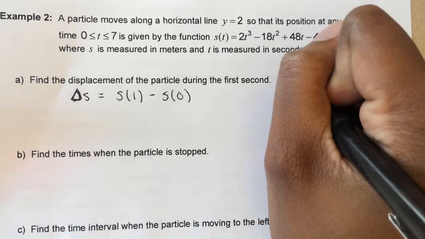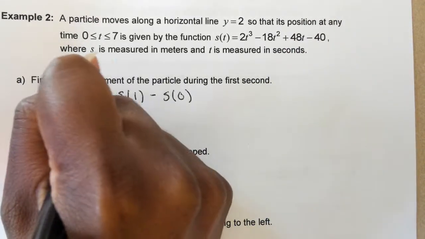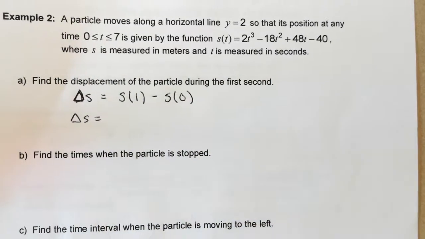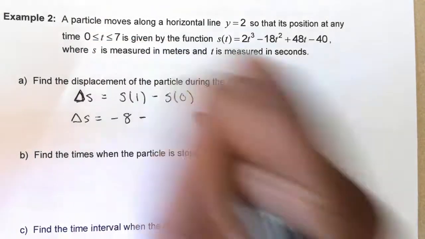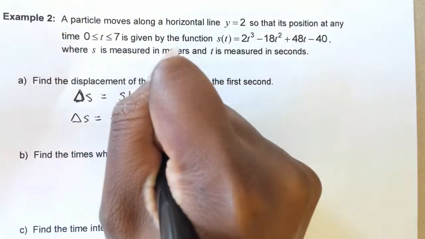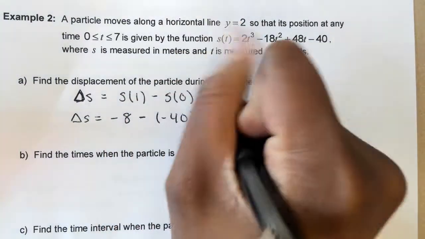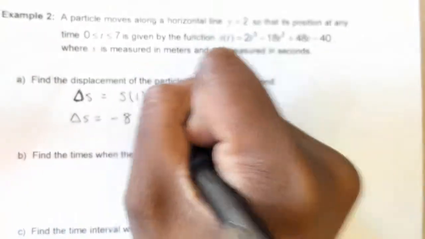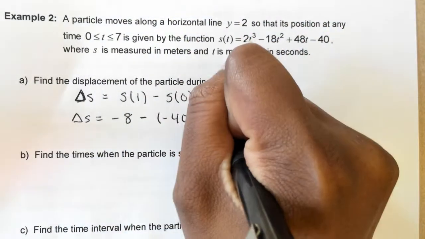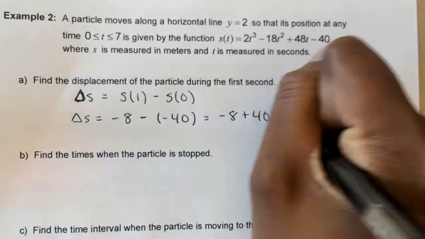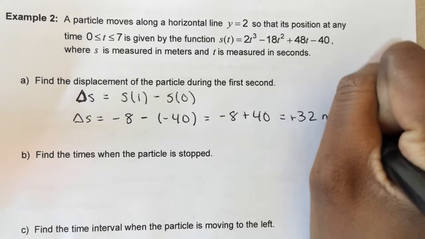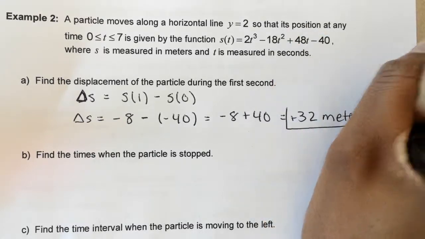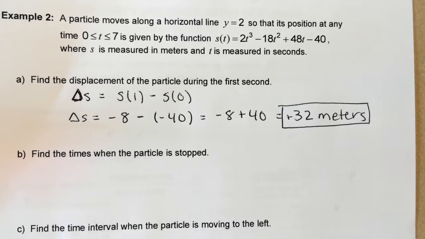So we know that s of 1, if we plug in 1 into our equation, we get negative 8, and we're going to subtract s of 0. When we plug in 0, we get negative 40. So we have negative 8 plus 40, which is a positive 32 meters. And that is our displacement.